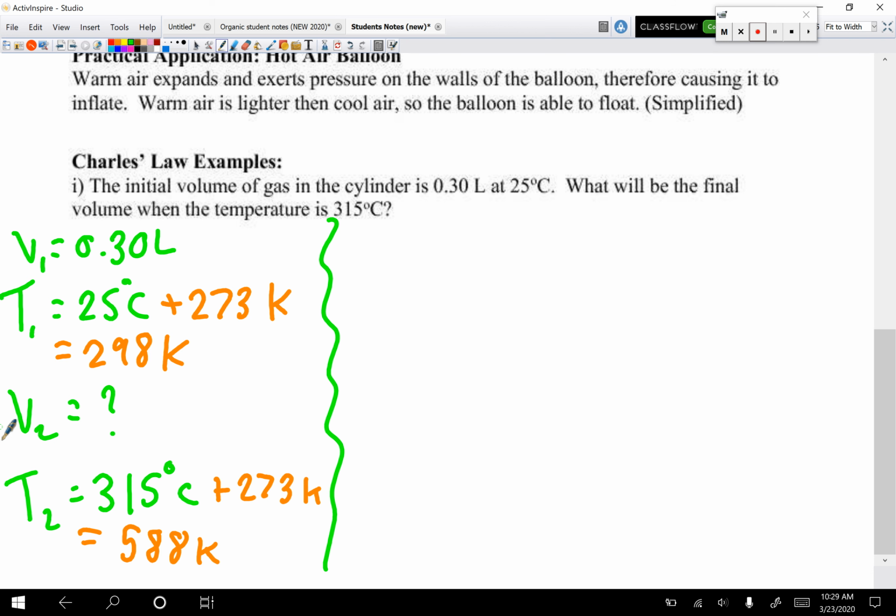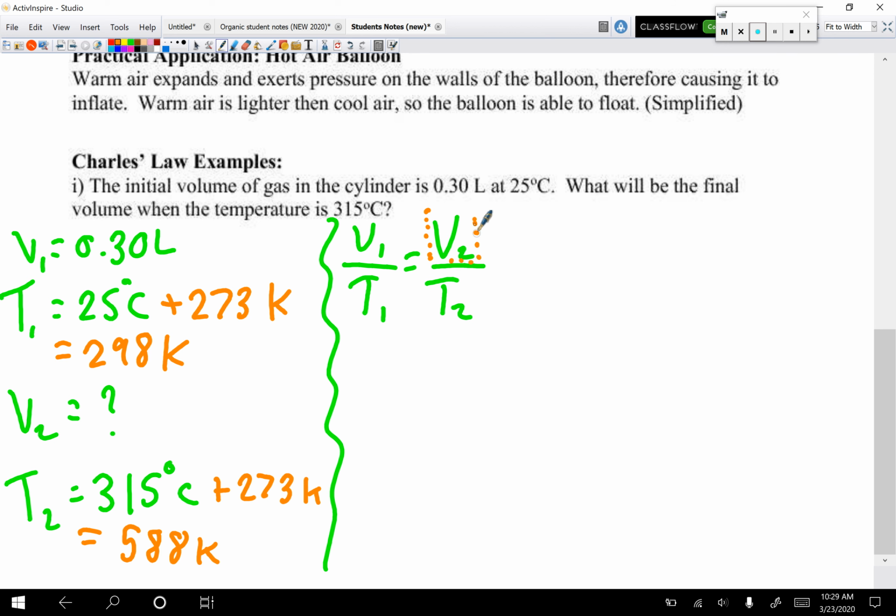So our equation, our new one that we have right here: V1 over T1 is equal to V2 over T2. Now just remember, when we're rearranging our equations, we have to do the operation of opposites, which means we have to do the opposite thing to the variable in order to isolate it. So the opposite operation. Okay.